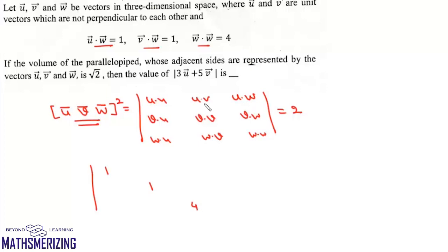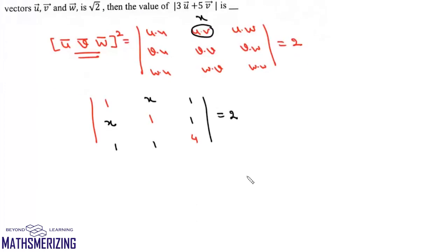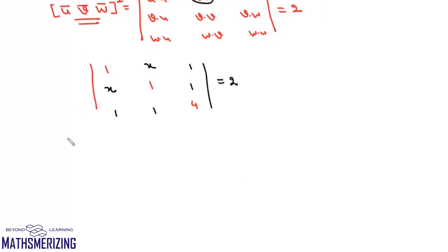Now u dot v we need to find. So we'll take u dot v as x. So this is x and this is x. Now u dot w is 1. So this is 1 and this is 1, and v dot w is also 1. So this is also 1 and this is also 1. So this value will be equal to 2. Now we expand it, we can write 1 times (4 minus 1), that is 3, minus x times (4x minus 1), and plus 1 times (x minus 1), which will be equal to 2.